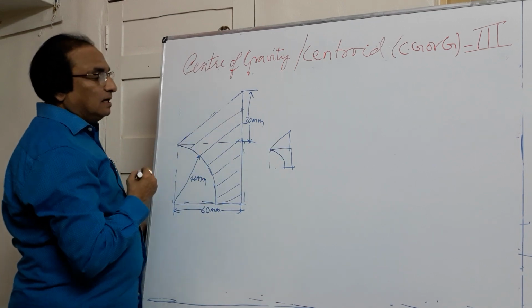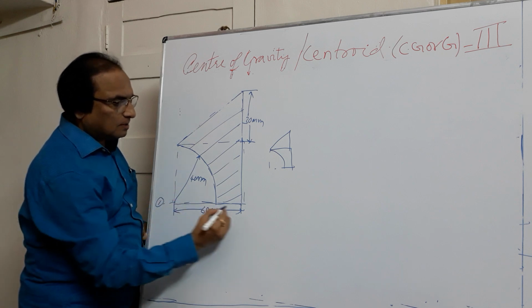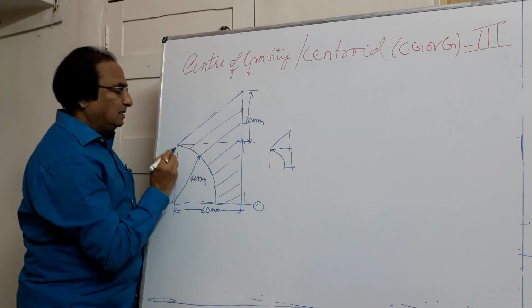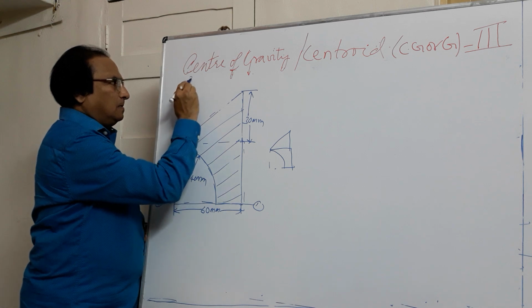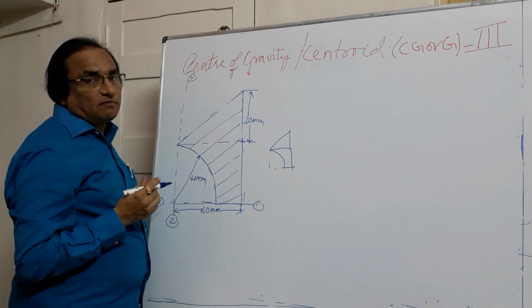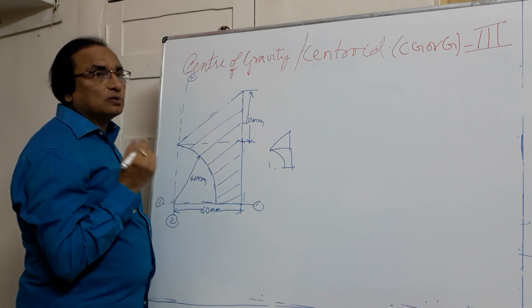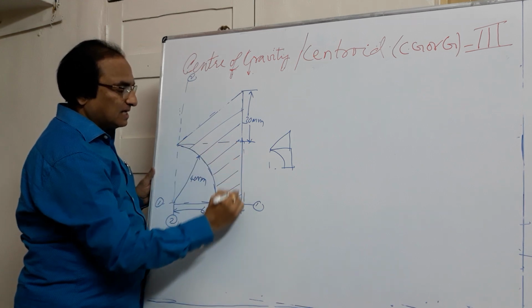So let us first consider the reference axis. So as you know, the bottommost point and the leftmost point will be the reference axis for the given figure. First step, reference axis. Second, we will divide the figure into the regular figures. We will take up this rectangle.